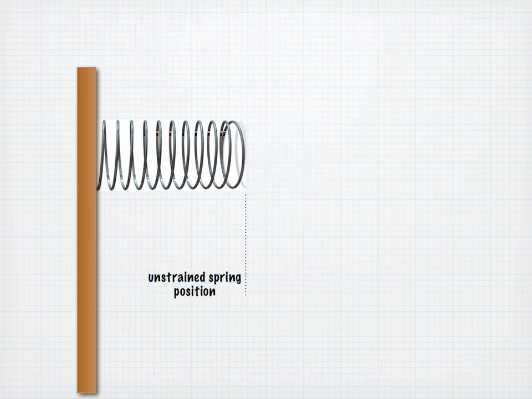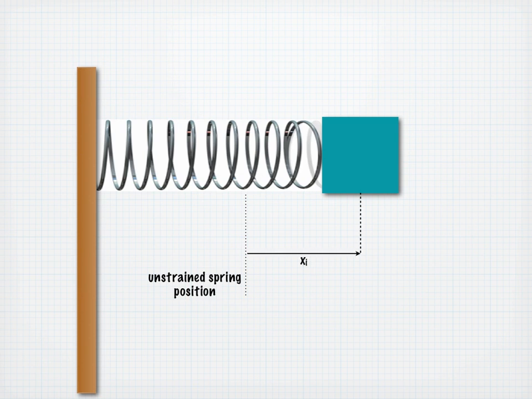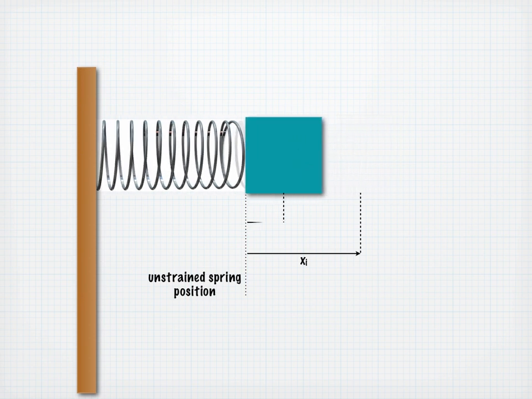When we stretch this spring, it has the potential to do work on this object. The spring will displace the object linearly. We can consider this to be the initial position of the object. After the spring moves the object, this gives us the final position of the object.